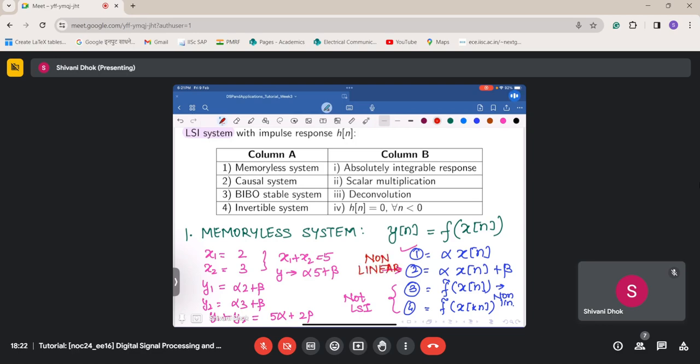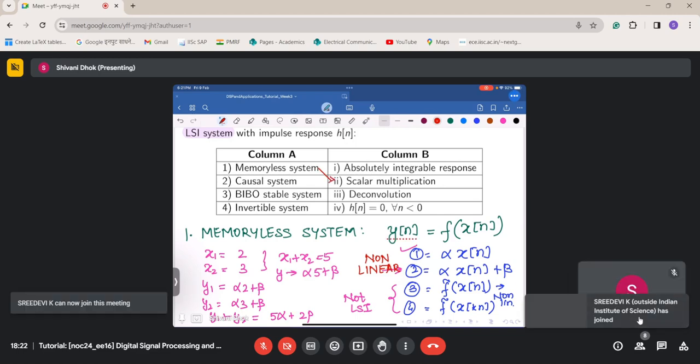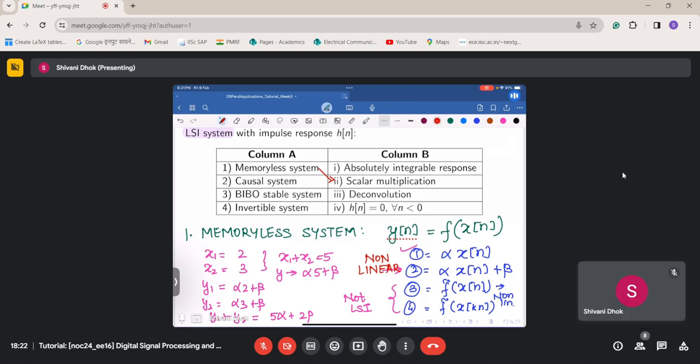So therefore, the first option, a memoryless system, should correspond only to scalar multiplication to the input and nothing else. No addition of a constant, nothing else. Only this kind of system will be a memoryless system when we are constrained to look at LSI systems.